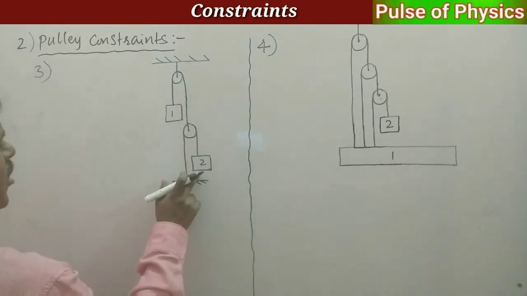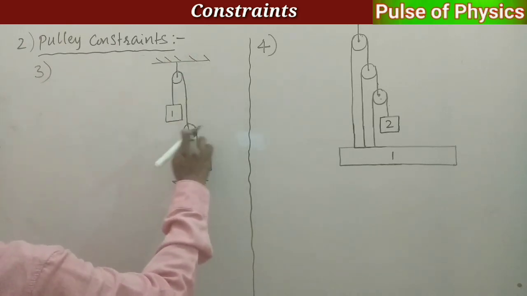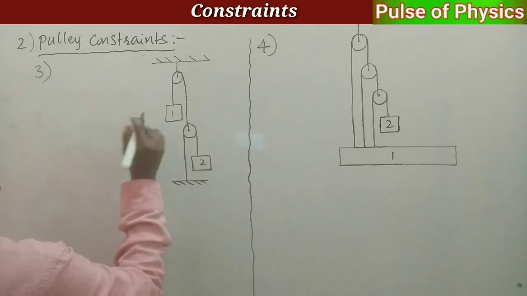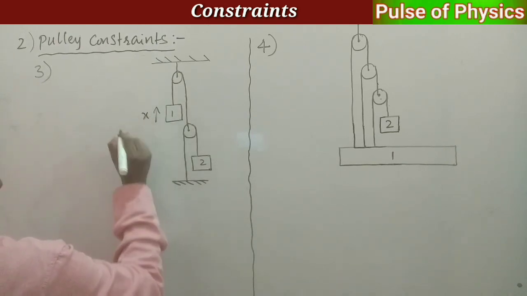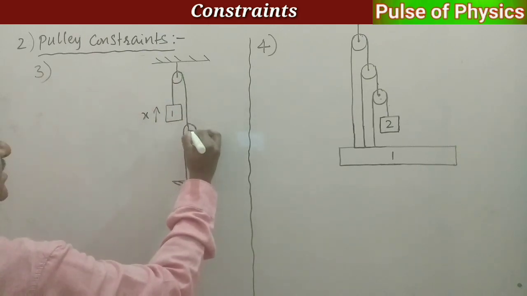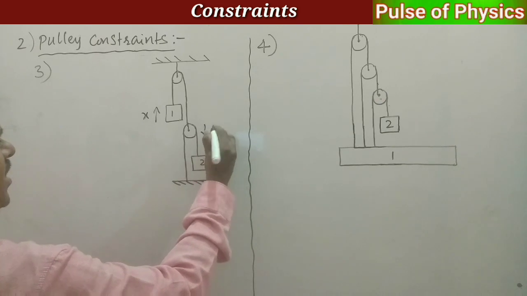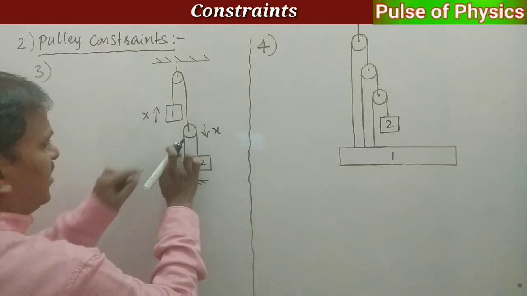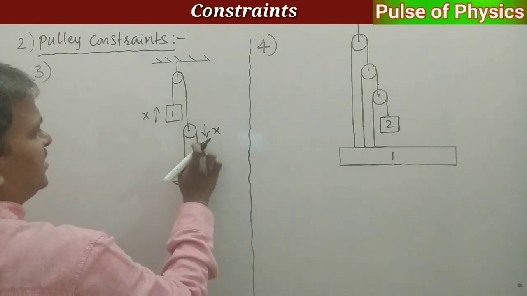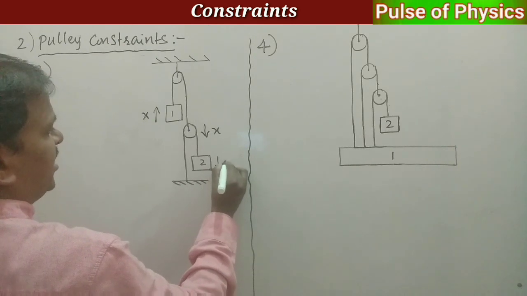Block 1 and block 2 are connected with the help of two strings. One is a fixed pulley, another is a movable pulley. Let us assume this block moves x centimeter upwards. It is connected to this pulley, so this moves x centimeter downward. Automatically, both sides of the string become loose by x centimeter. Then the second block moves 2x centimeter down.